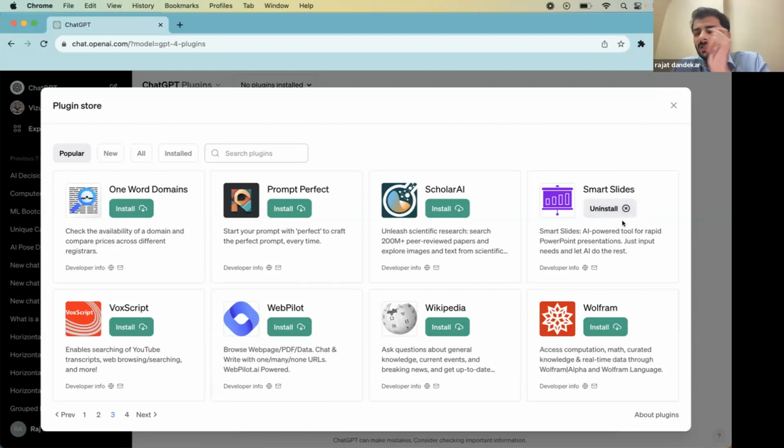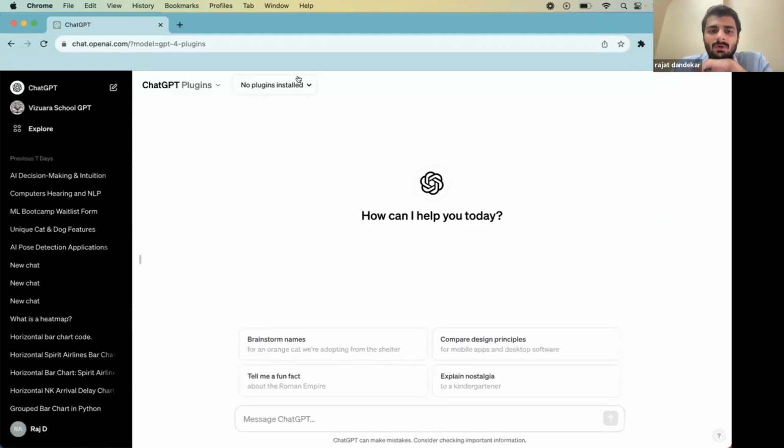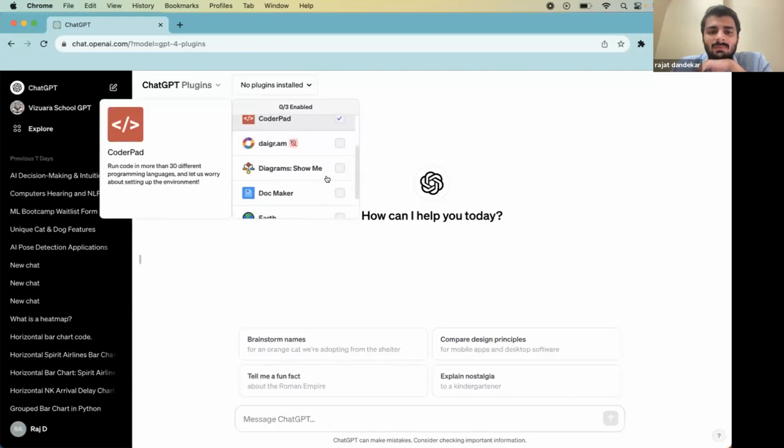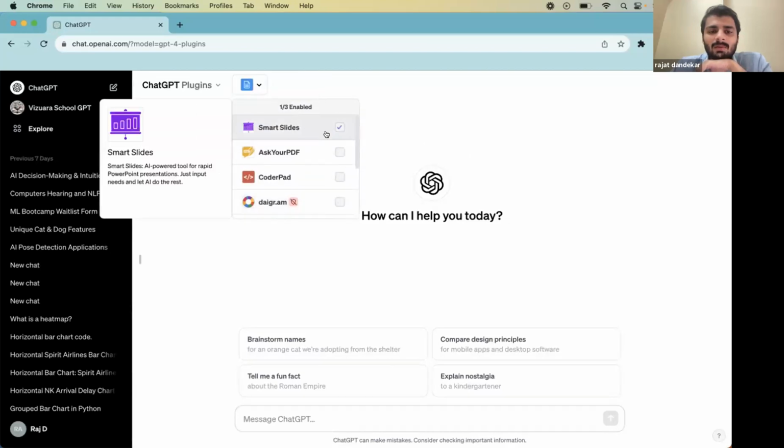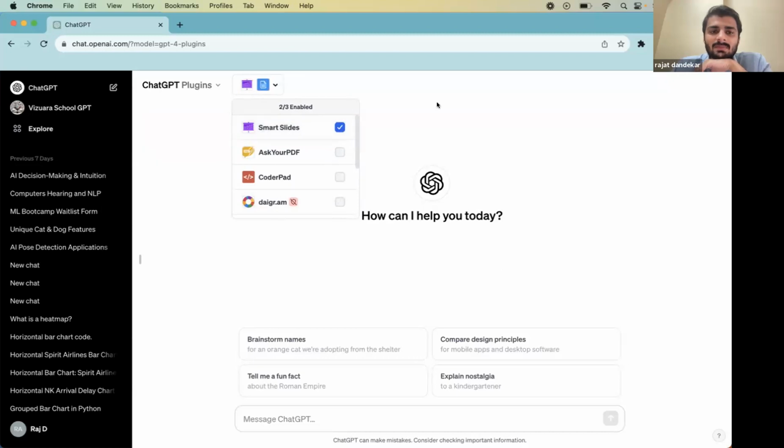We have already installed them, that's why it's showing as uninstall in our case. Let me enable these plugins. I'm going to enable Doc Maker, and I'm going to enable Smart Slides.